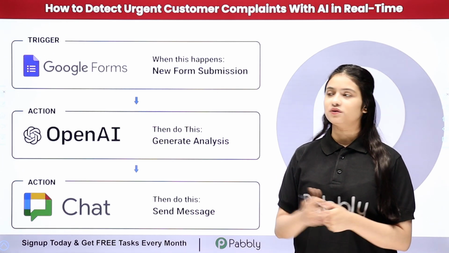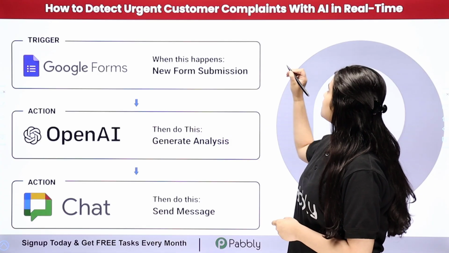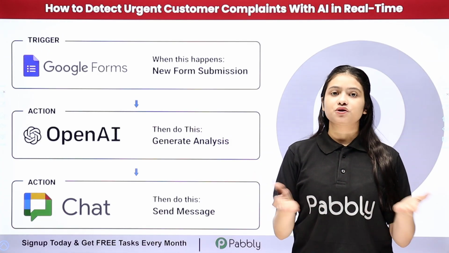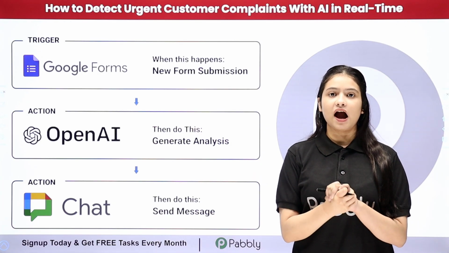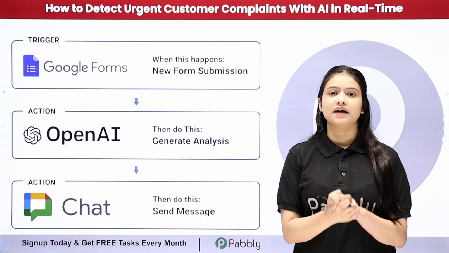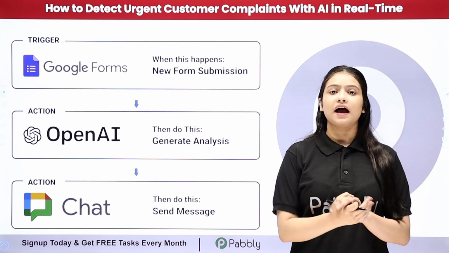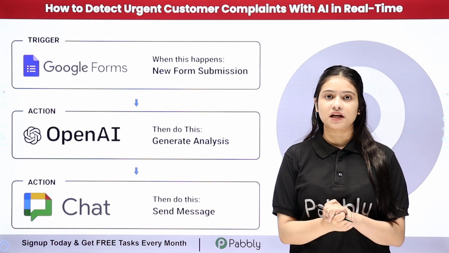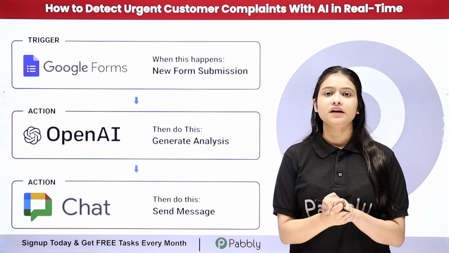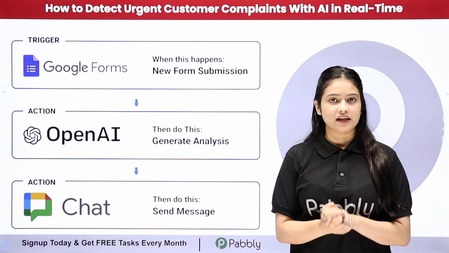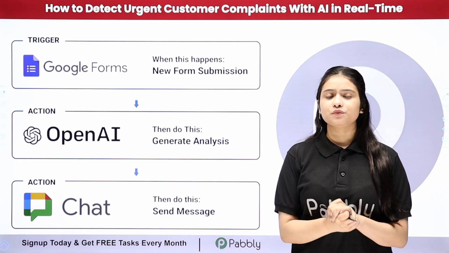In this video, we are going to learn how to detect urgent customer complaints with AI in real time. So here, as a customer support executive, I need to detect the complaints of the customers that I'm receiving through Google Form submissions, and I have to notify my team members that the complaints need to be rectified and solved on the basis of the urgency level. But doing it manually is a time-consuming process.